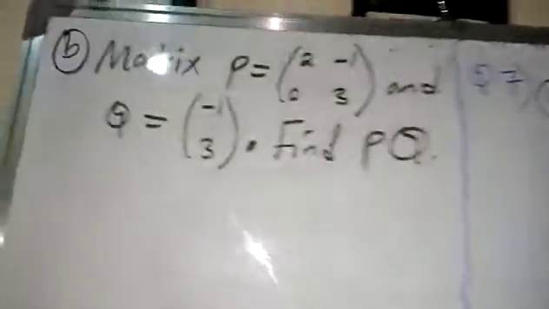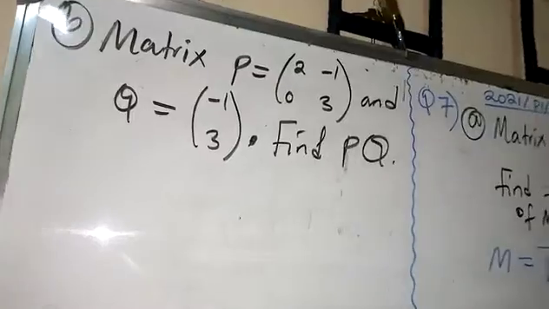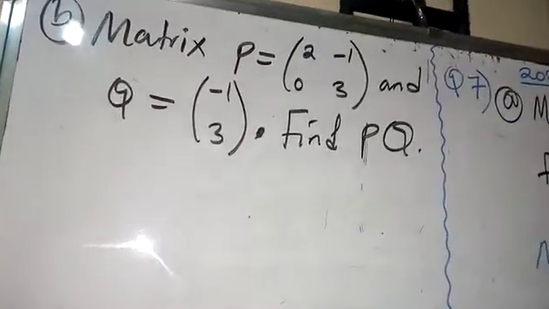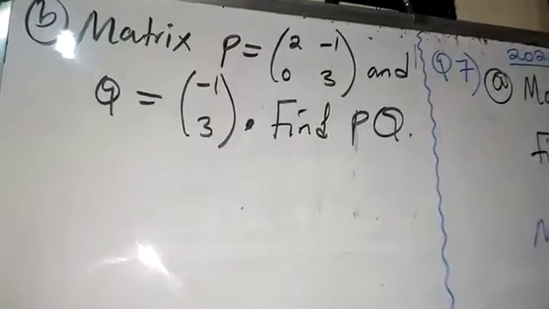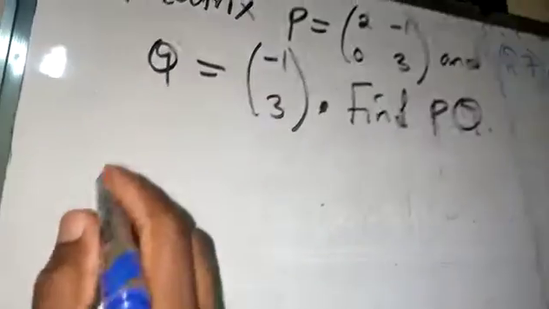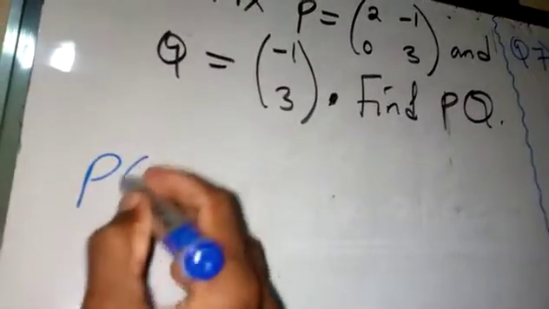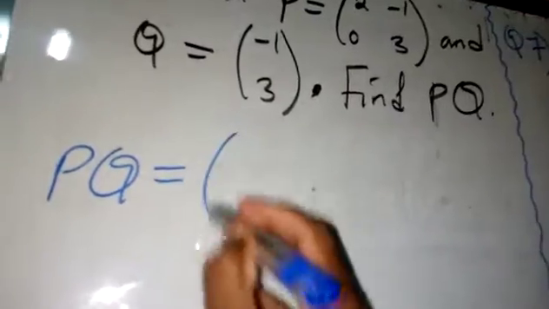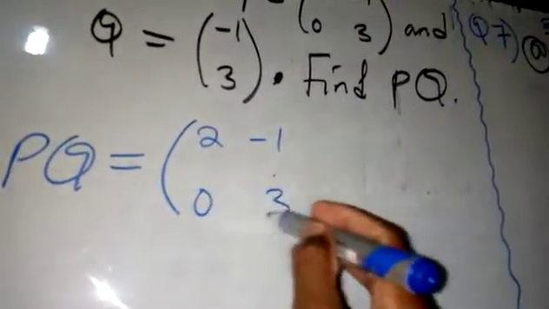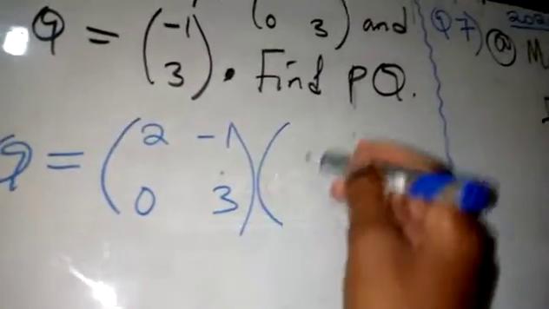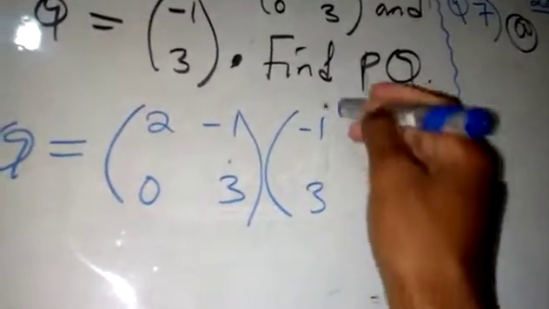We move to B. They are saying matrix P is that one, and Q is also given. Find PQ. Find PQ means multiply P by Q. So you copy the way the matrices have been given. You say PQ is equal to [2, -1; 0, 3] multiplied by [-1; 3].